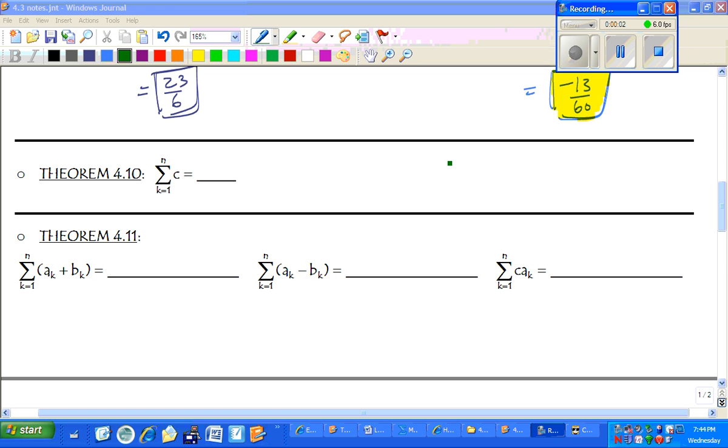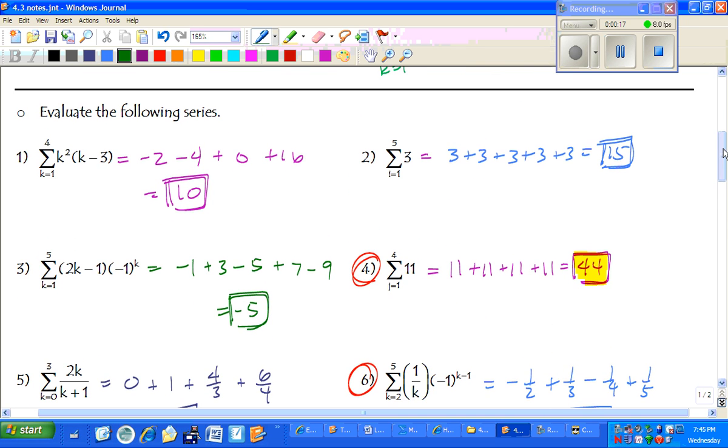Next, we're going to take a look at a couple theorems, a few patterns and different things with finding sums. First one, theorem 4.10, we have the sum from k equals 1 to n of c, just a constant. We saw that a couple times in our practice problems. Here we had the sum when c was 3. We had 5 terms. All we had to do was do 5 times 3. We got 15. Here our constant was 11. We had 4 terms. 4 times 11.